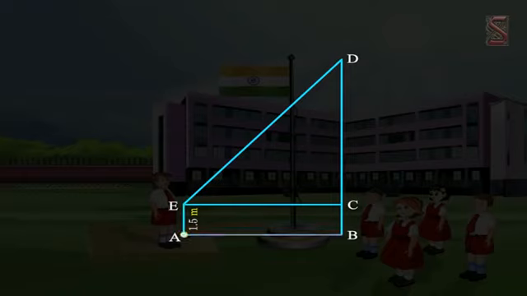Standing on the ground at a point A, which is 20 meters away from the foot B of the flag post. Let BD be the height of the flag post and AE be the height of the man. He observes the top of the flag post at an angle of 60 degrees. So angle DEC is 60 degrees. Now we calculate the height of the flag post, that is BD, with the help of trigonometric ratios.